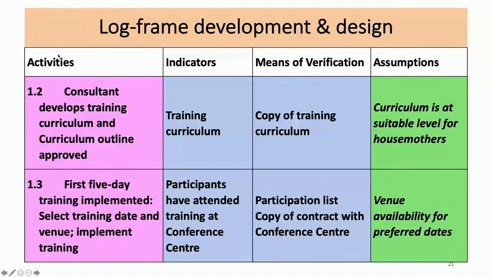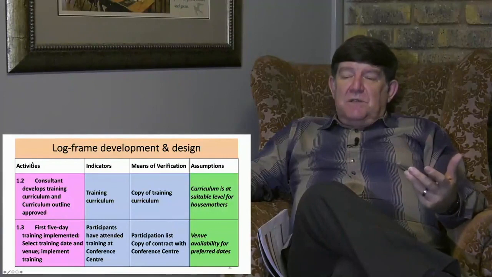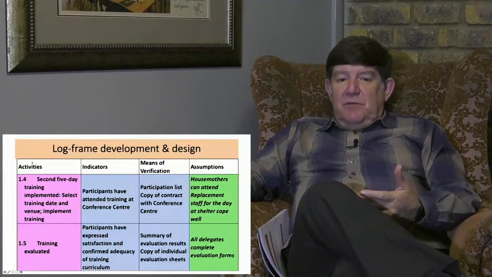Consultant develops the training curriculum, copy of the curriculum. First 5-day training: the participants have attended the training at the conference center, the participant list is our means of verification, copy of the contract with the conference center, and an assumption is the venue availability for the preferred dates. We might wish to have the training in this month, but there's no conference facilities available.